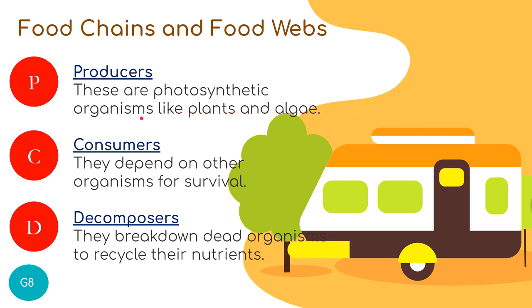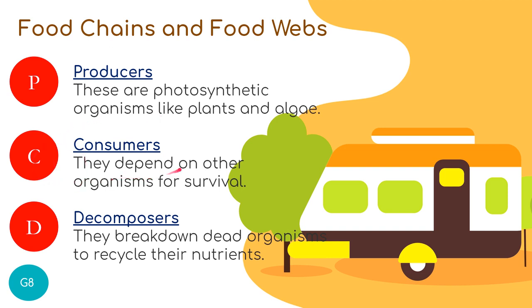These are the things you have to remember whenever we talk about food chains and food webs. Producers, usually represented by the letter P, are your photosynthetic organisms like plants and algae. They are called producers because they harness the unusable solar energy, convert it into glucose, and store it in their body. Once they're eaten, they pass on the chemical energy to the next organism. So producers are always photosynthetic organisms.